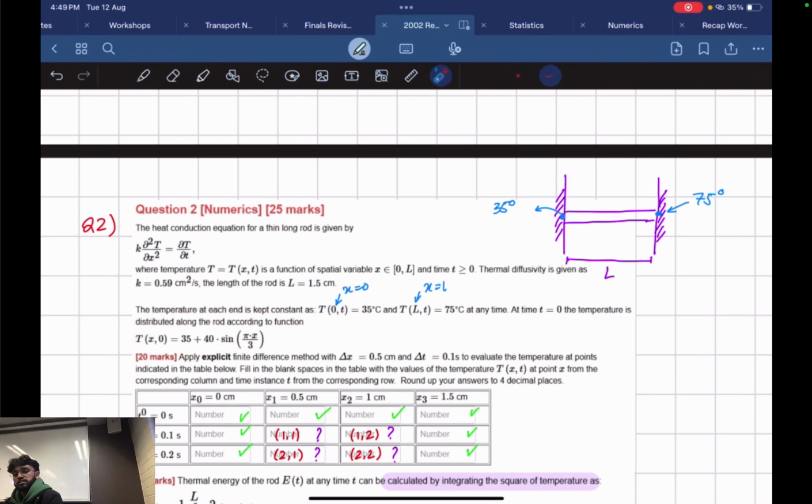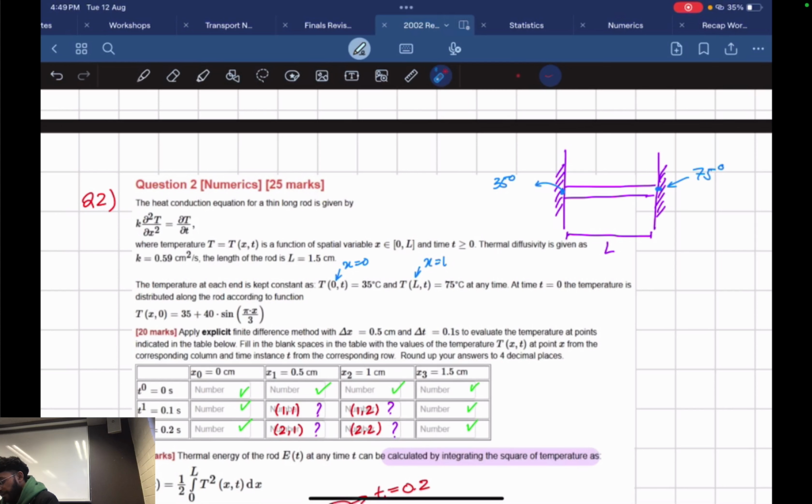So in this question, the temperature changes along with distance as well as time. That's why it's a multivariable equation. As time goes on, it might get cooler, and as it moves along the rod, the temperature also differs. So that's two things that we have to account for when we're constructing this table.